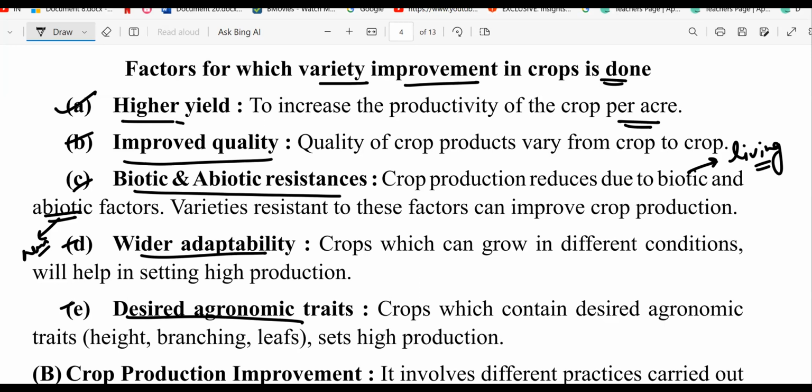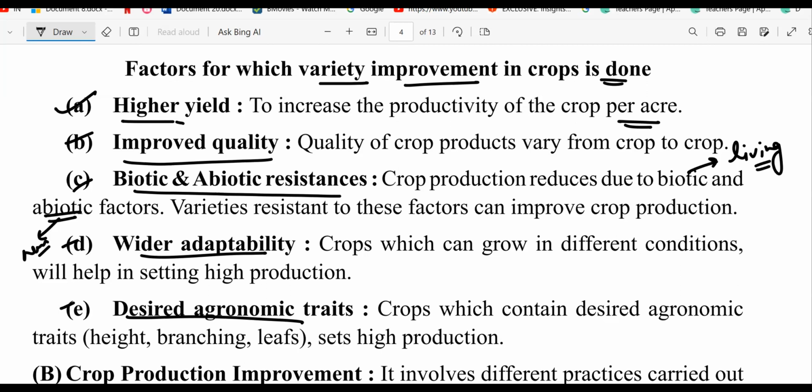We can simply say that it depends on the requirement. If the crop is being used for fruit, it must bear a large number of fruits. If the crop is being used for eating its leaves, it must bear good leaves. So it is the part of the crop that we require. You understood?